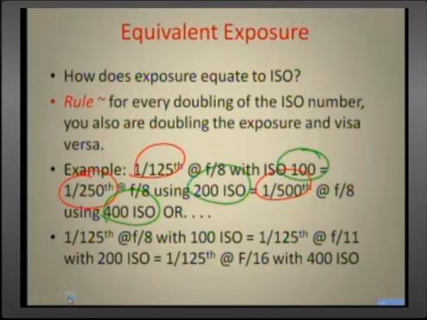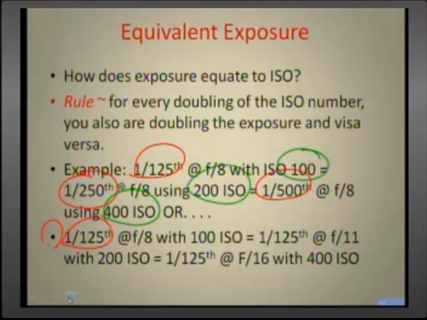Okay, now let's look at this bullet right here. 1/125th at f8 with a 100 ISO equals 1/125th of a second at f11 with a 200 ISO, and 1/125th at f16 with a 400 ISO. I'm doing now just the opposite of what I showed in the previous example. Now I'm leaving the shutter speed constant at 1/125th of a second, and changing my aperture.